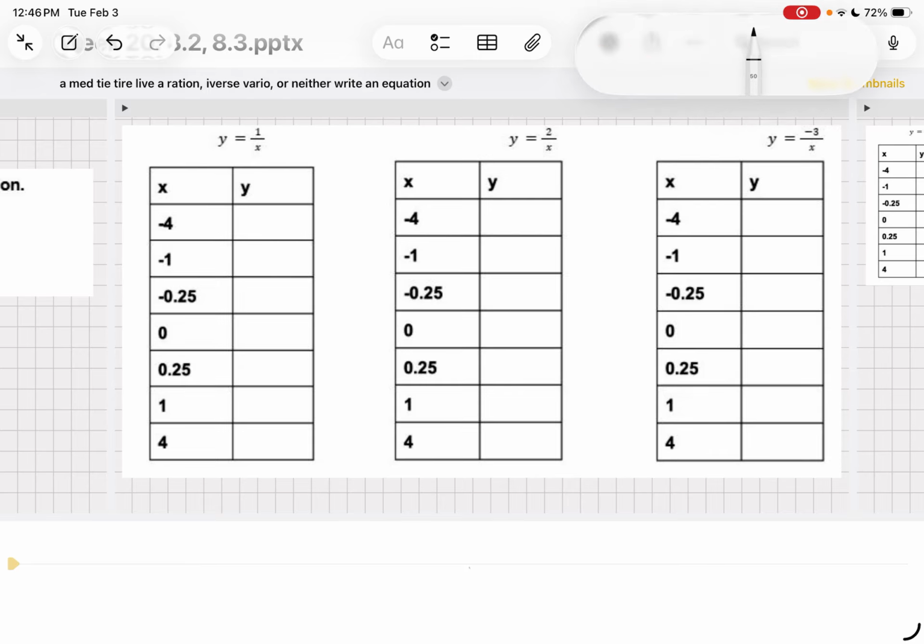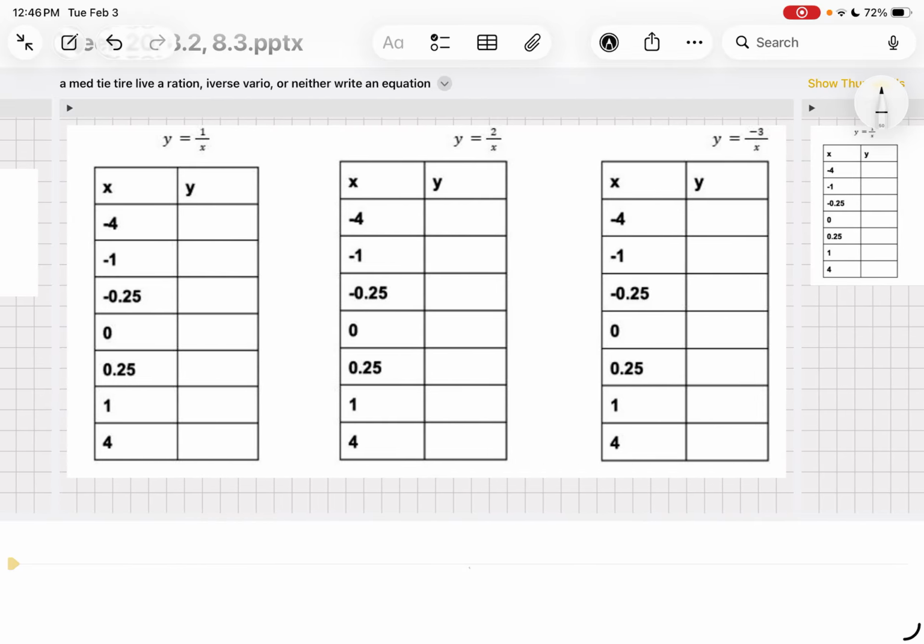The last transformation we're going to look at is when we change the top number. So what happens if the numerator is not 1? Again, pause the video, type these in your calculator, fill them in here, and then we're going to explore the graphs on the next screen.